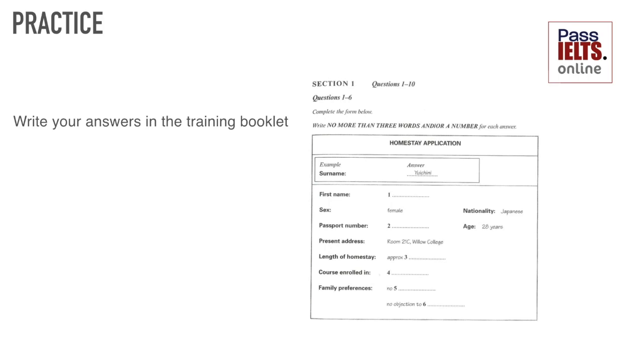I'm Japanese. Right. And could I see your passport, please? Here it is. OK. Your passport number is JO6337. And you're how old? I'm 28 years old. Now, you live at one of the colleges. Which one? Willow College, room 21C. Right. 21C Willow College.